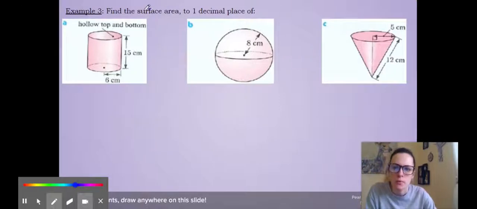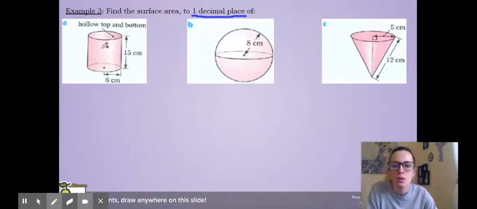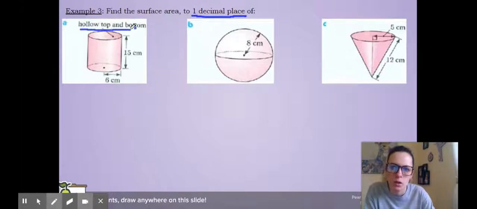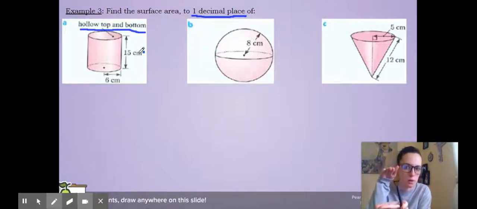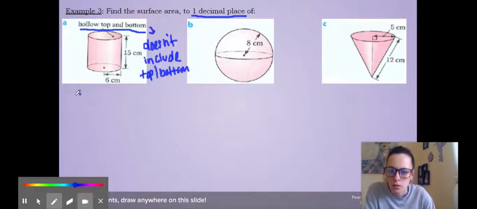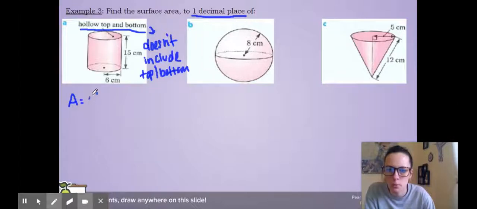All right, so example 3, we're finding the surface area of all 3 of these diagrams to 1 decimal place, or to the tenth. In letter A, the first thing you might notice is they tell you it has a hollow top and bottom. So we are not including the circle on the top or the bottom of this cylinder. We are only including the curved surface. So our area of the curved surface from the formula booklet is 2 pi r h, the radius and the height.